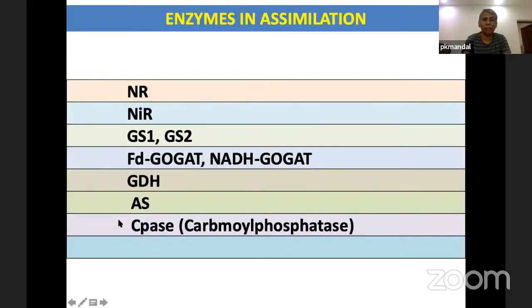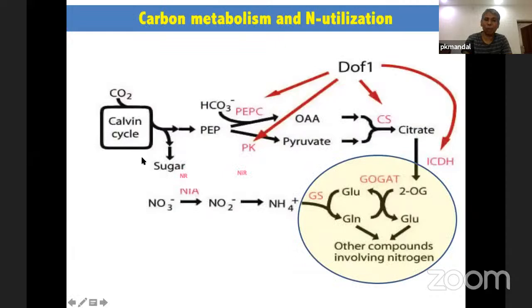And these are the kind of genes, mainly candidate genes. We know them very, very well, and people try to manipulate them too much, but there is not much success. So this is the process: nitrate, nitrite, ammonia, and then glutamate is formed.